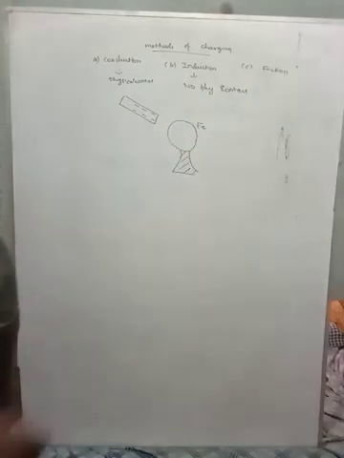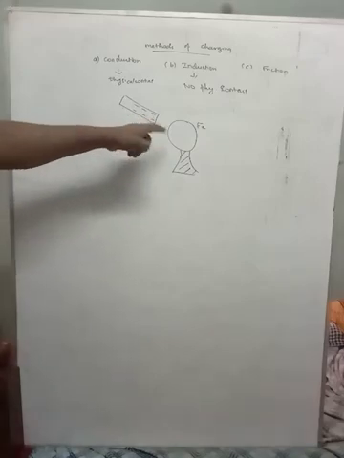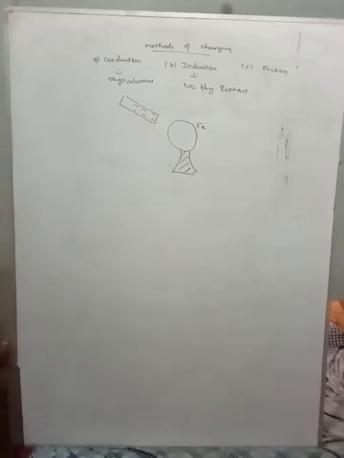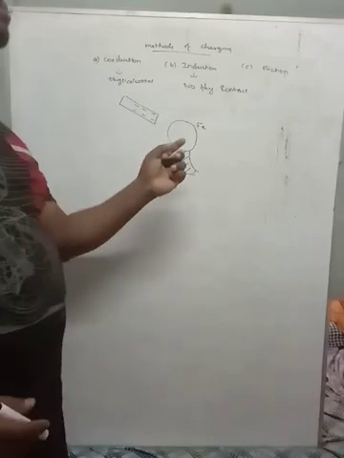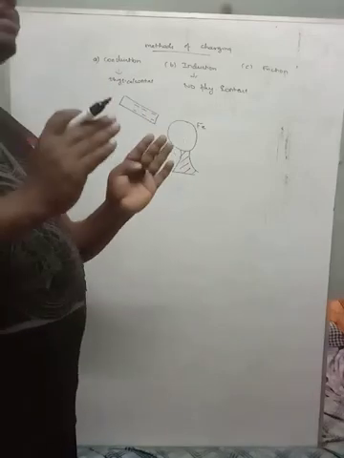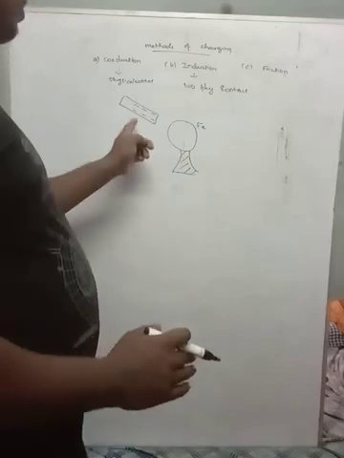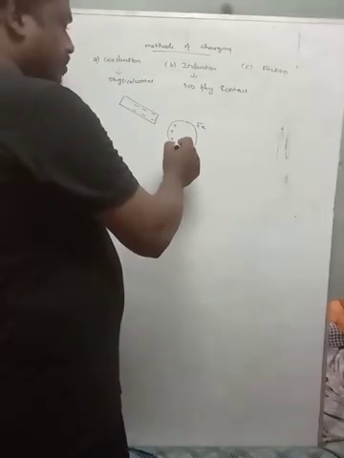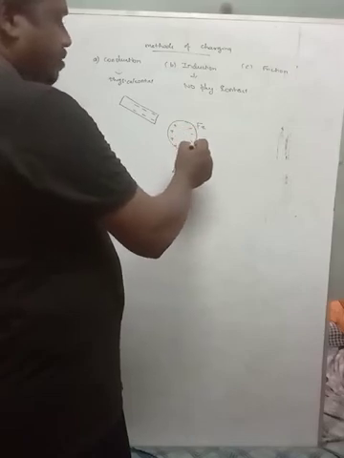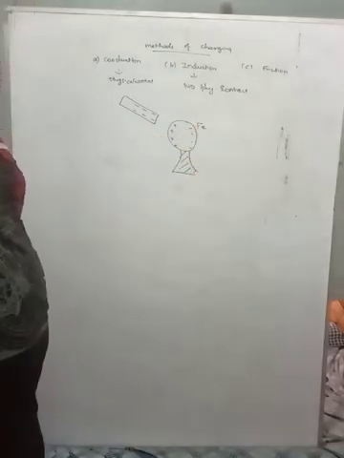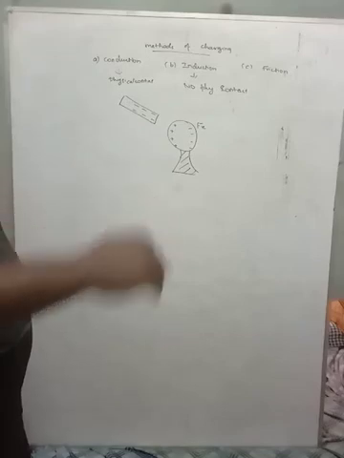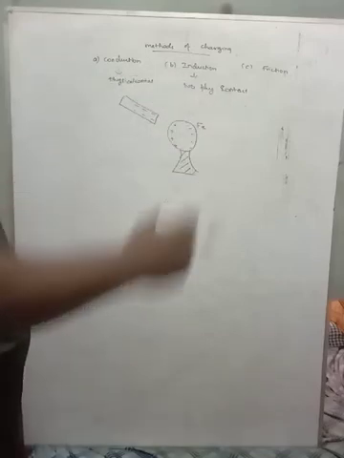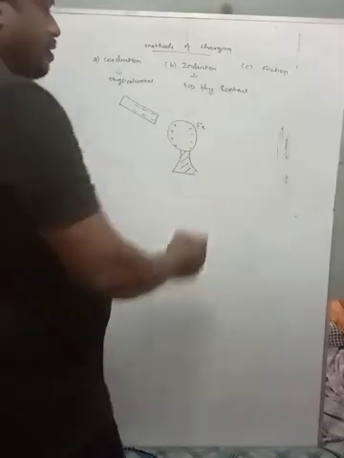It's neutral. But when the comb is placed very close to the iron bar, you know that like charges repel and unlike charges attract. Neutral means it has the same number of positive and negative charges. So all the positive will come this way and all the negative will be repelled to the other side.